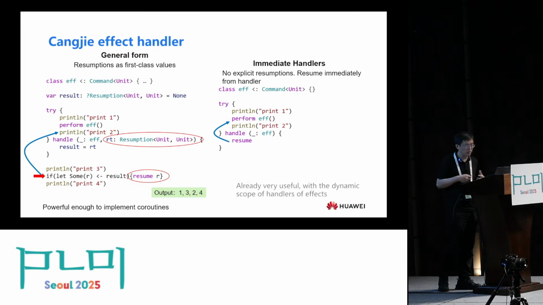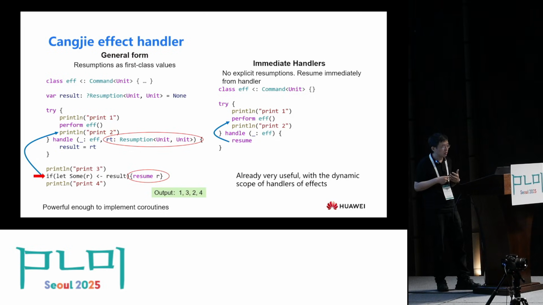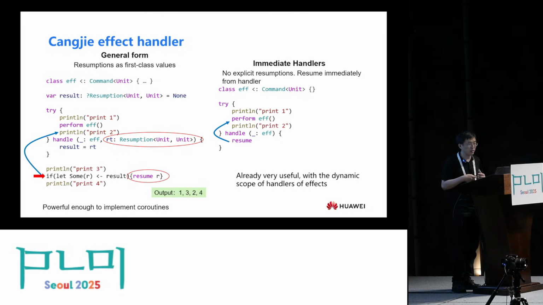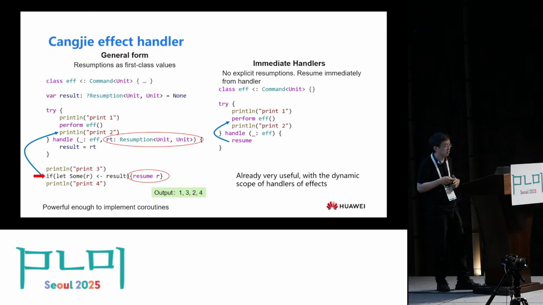Even with this limited form, we found it's already very useful because this kind of dynamic scope of handlers gives us the ability to implement something like dependency injection. And also it allows more efficient implementation than the general form. So next I'll introduce some of the experiments we do based on these immediate handlers.